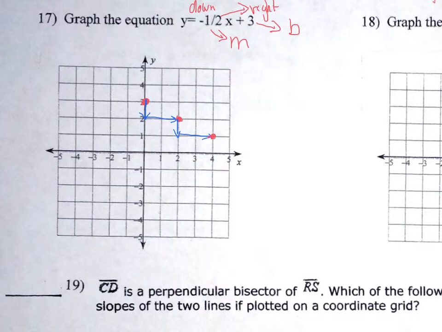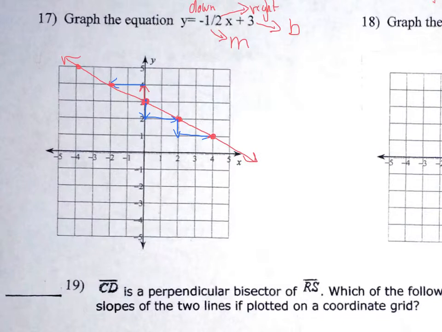Since there's no more area that I can go to the right, I need to go to the opposite direction. So here, instead of going 1 down, I'm going to go 1 up, and then 2 to the left. 1 up, 2 to the left. And then just connect those points. And that's the answer.